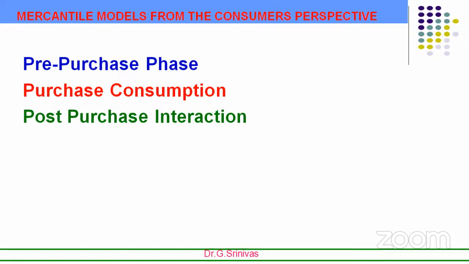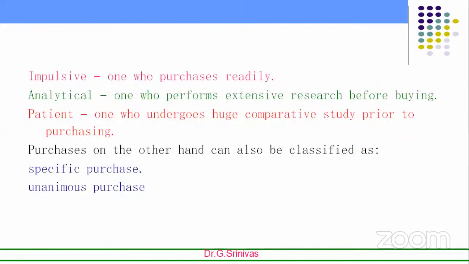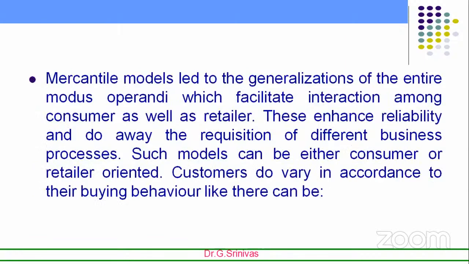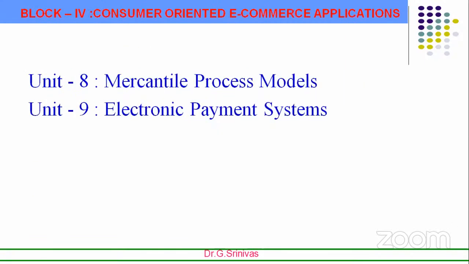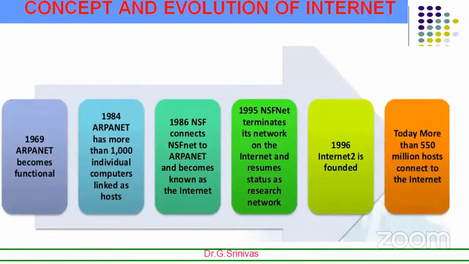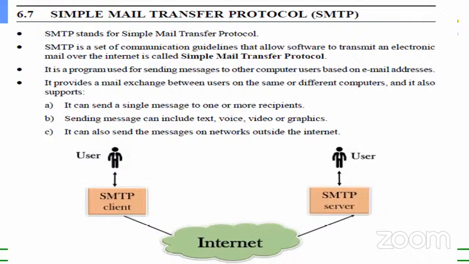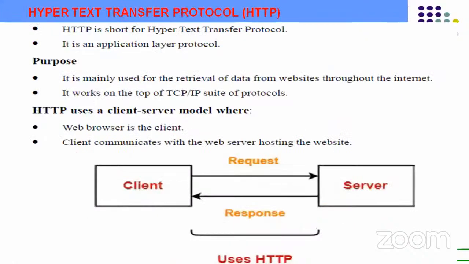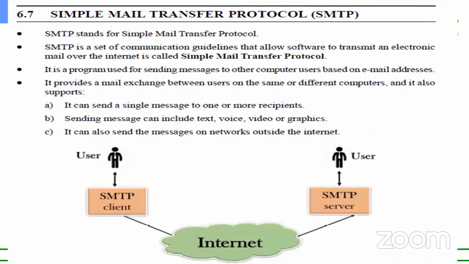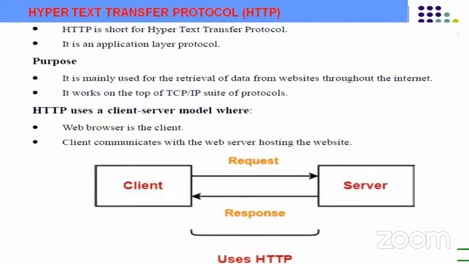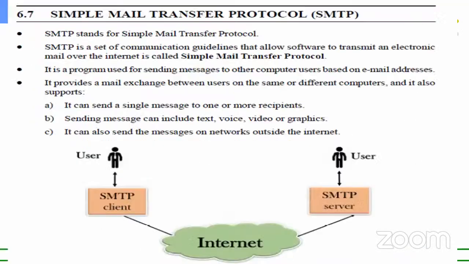Now, today what we have completed, we have 5 minutes now, so I will review that. We have completed SMTP, simple mail transfer protocol. Before this class, I discussed different types of protocols: the OSI model, TCP/IP, HTTP hypertext transfer protocol, and SMTP, simple mail transfer protocol.